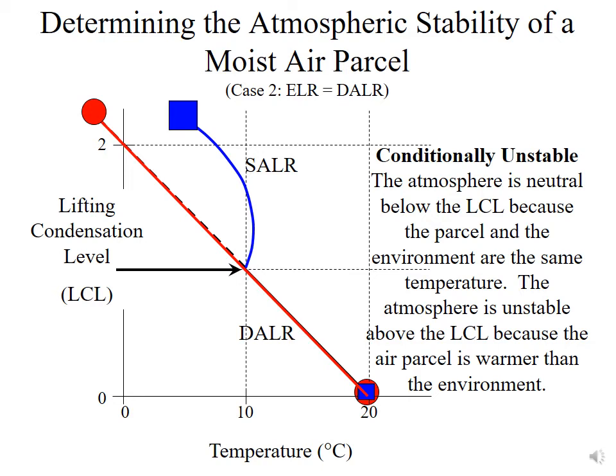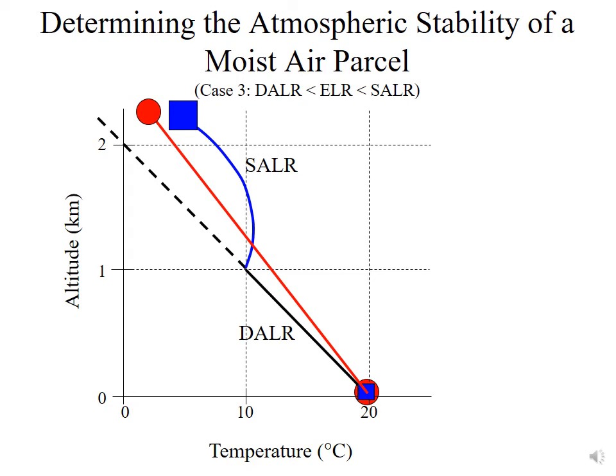So in this case, the atmosphere is neutral below the lifting condensation level and unstable above. And the condition is that the air parcel has become warmer than the environment, in this case at the lifting condensation level. That normally happens at the level of free convection, but in this particular example, it happened at the lifting condensation level.